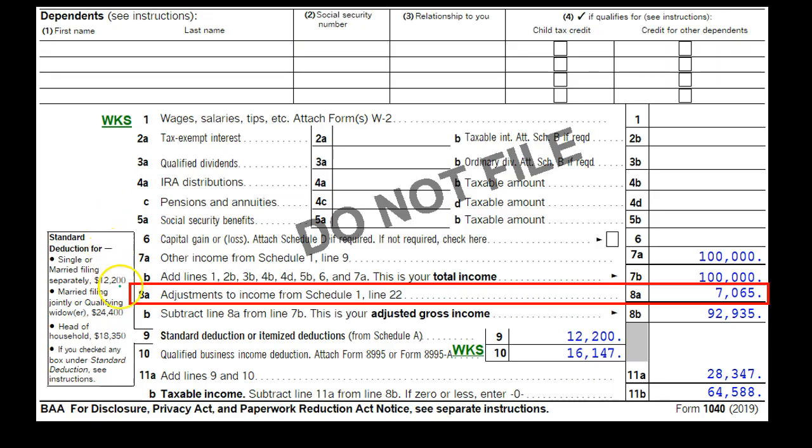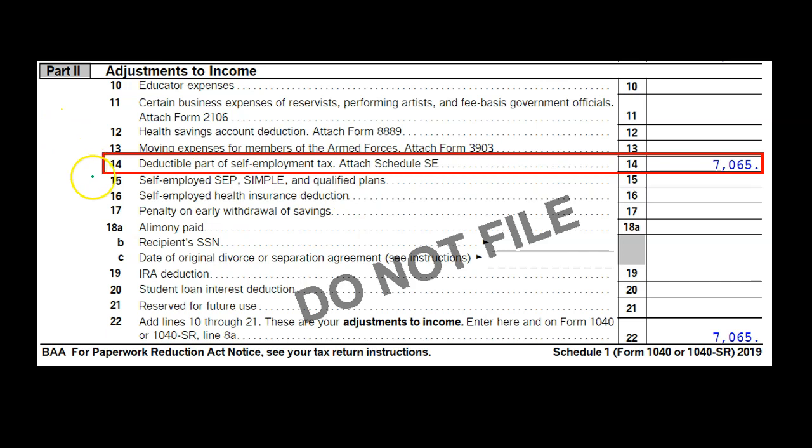This would be reported on the first page of the 1040 on line 8A. So we're here on line 8A, which would then be supported by the Schedule 1. So the Schedule 1 here, Part 2, we can see it in line 14. So 14 has the deductible part of self-employment tax, attached Schedule SE. So this would be related to someone that has a business.